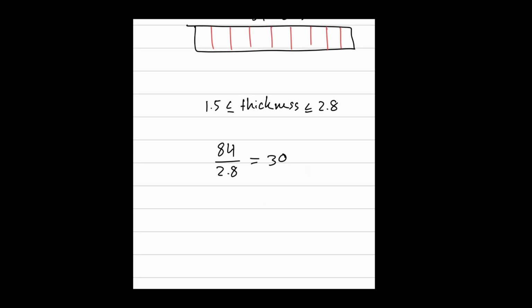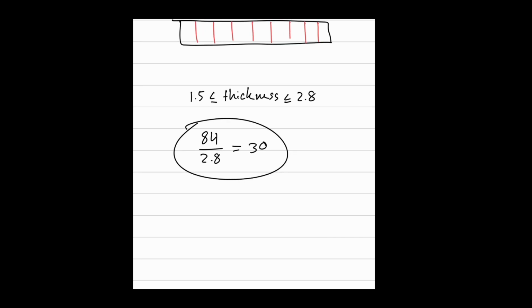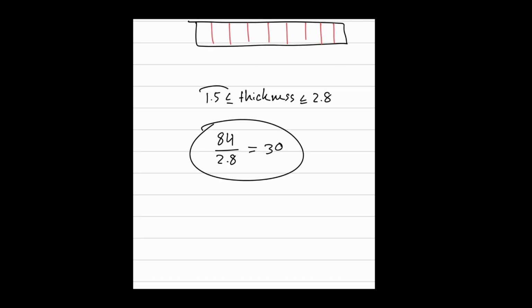Now let's look at if each book is very thin. If each book is the minimum thickness, so that's 1.5, how many books can fit on a shelf that's 84 inches wide? Well, I would do 84 inches divided by 1.5. 84 divided by 1.5 would be 56. So the maximum number of books that can fit on the shelf is 56, and that's if they're all very thin.